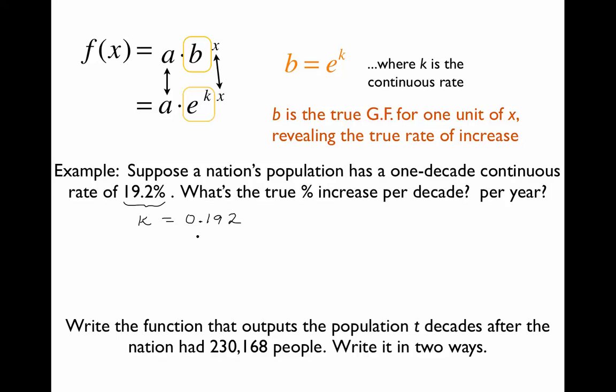So this has to be combined with the idea of continuous compounding to get the true percent increase per decade. And how will we find that number? e^K. Yeah, we're going to find B, which is e^K, which is e^0.192. Someone got a calculator? 1.2117. Is that right? So I rounded to 7.